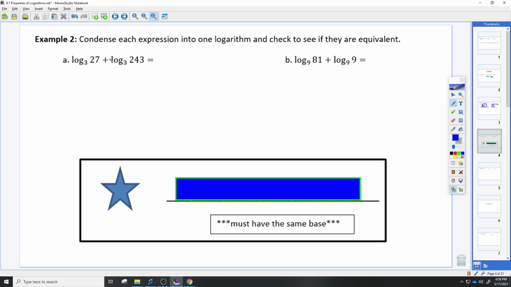By using the strategy from before of how we can put this plus together into one log, I'm going to write log. They both have a base of 3, so log base 3. And then I'm going to put 27 and 243 together, so I'm going to multiply them together. I'm going to take a calculator and do that.